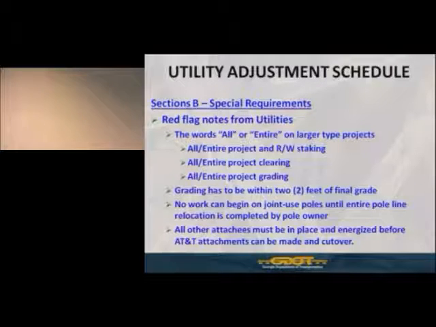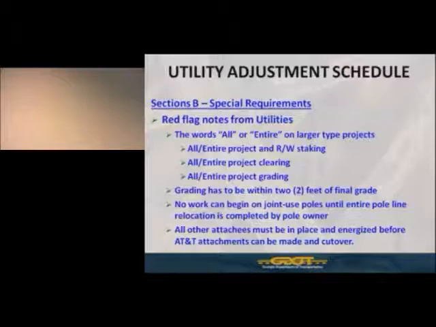When we see some language such as no work can begin on joint use poles until entire pole line relocation is completed by a pole owner. Or the next line, all other attachees must be in place and energized before AT&T attachments can be made and cut over. These are just examples that we've seen on utility adjustment schedules that raise questions.